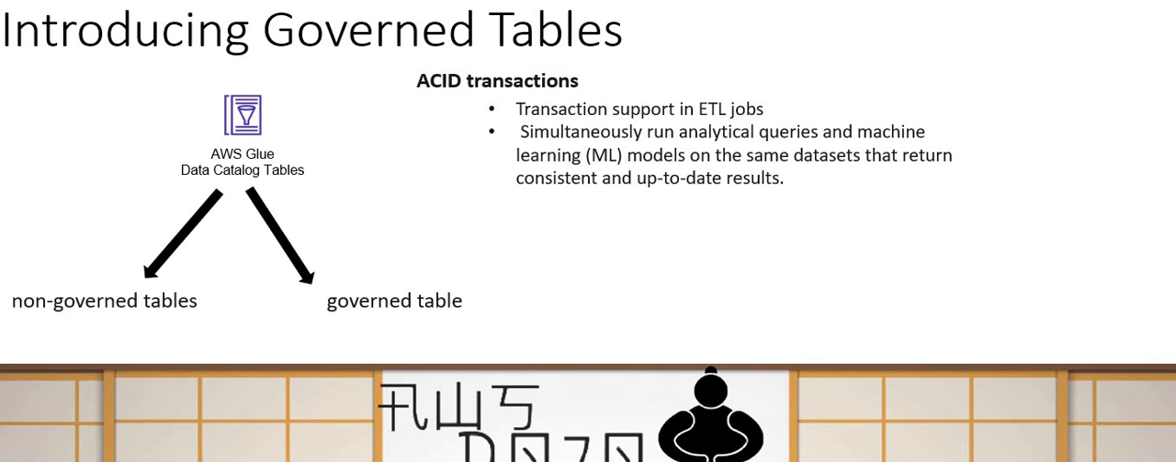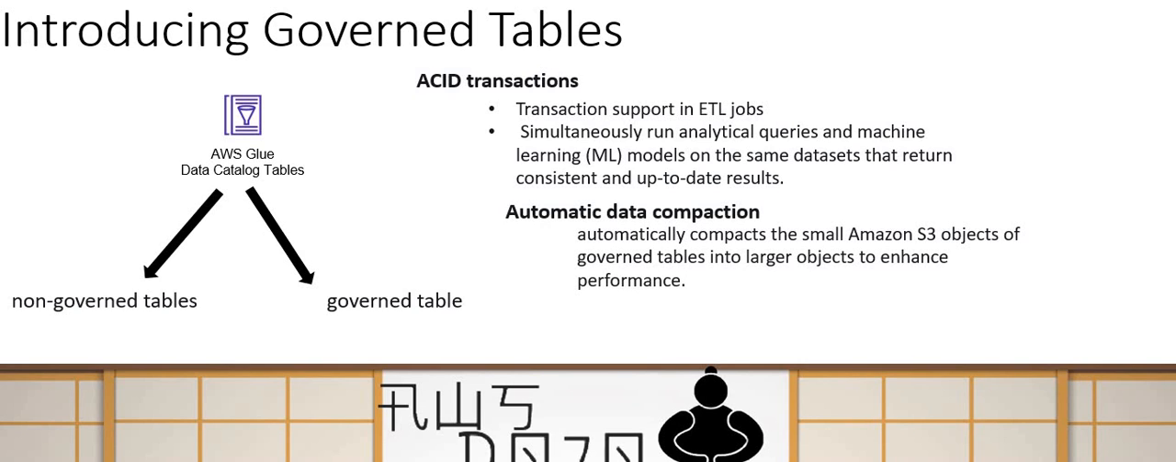The first feature available in governed tables is that they support ACID transactions. So it supports transactional behavior in ETL Glue jobs, and if multiple simultaneous query or update operations are happening on your data, then it provides ACID transactional behavior on the data query and data update. That's the first feature which governed tables provide.